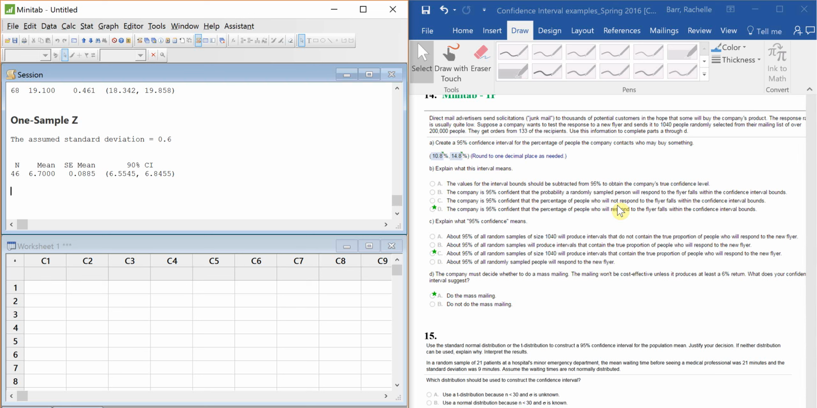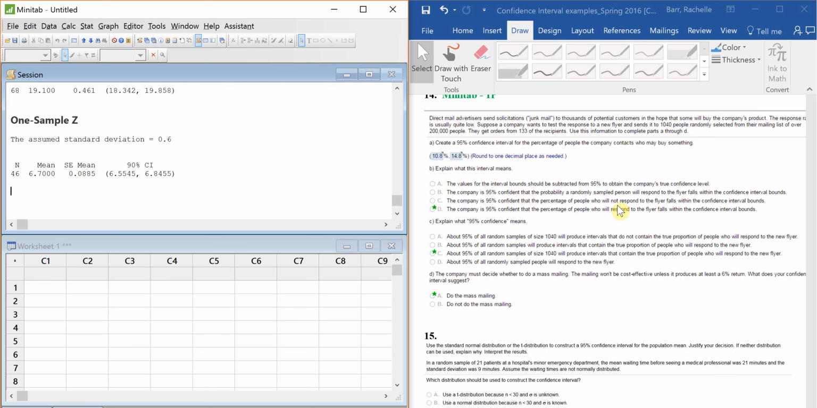A direct mail advertiser sends solicitations, junk mail, to thousands of potential customers in the hope that some will buy the company's product. The response rate is usually quite low. It's sad but true. Suppose a company wants to test the response of a new flyer and sends it to 1,040 people, randomly selected from their mailing list of over 200,000 people. Wow, that number was hard for me. They get orders from 133 of the recipients. Use this information to complete parts A through D.